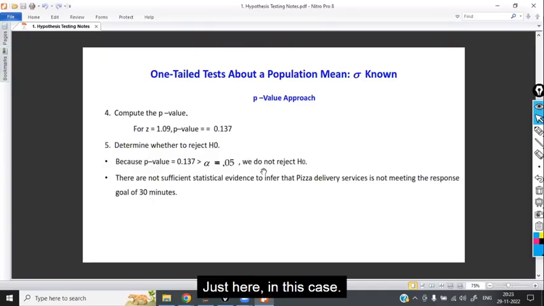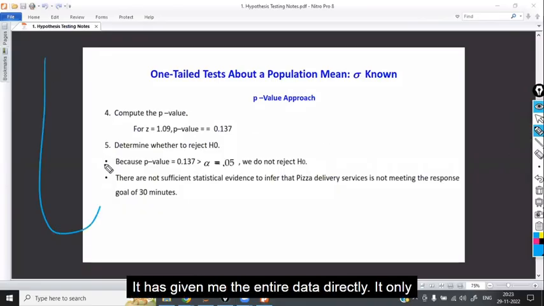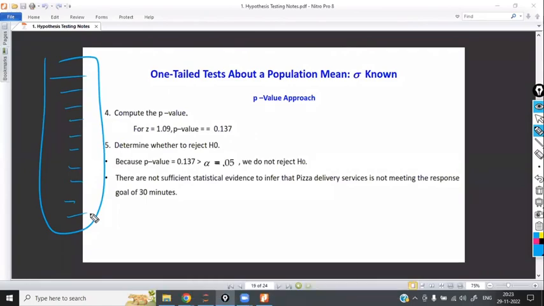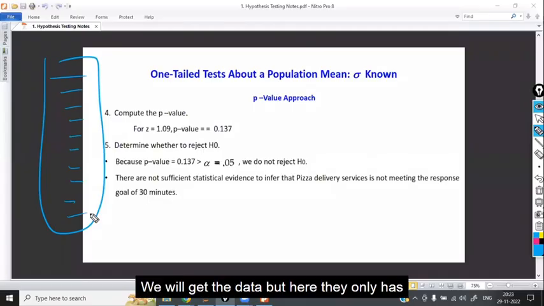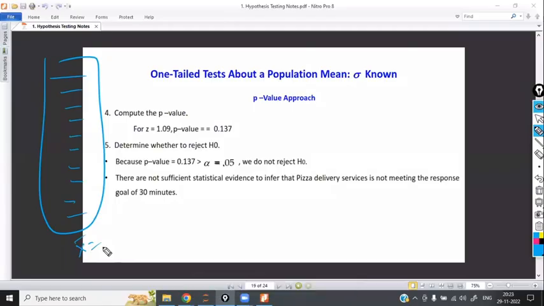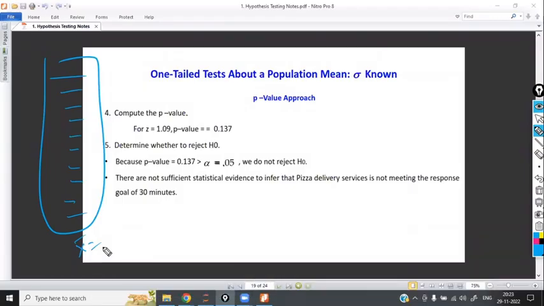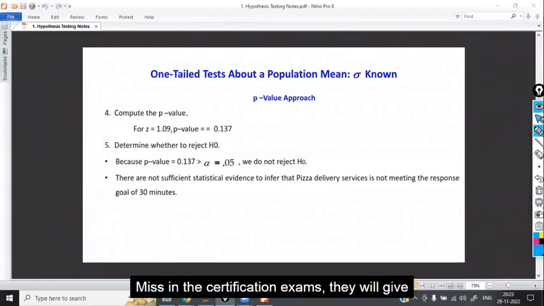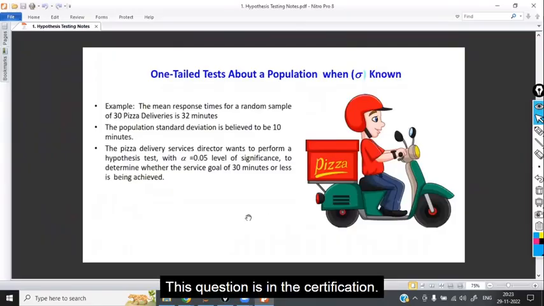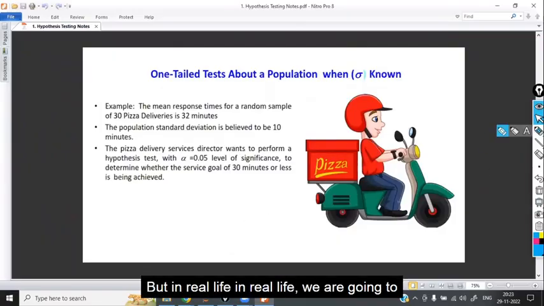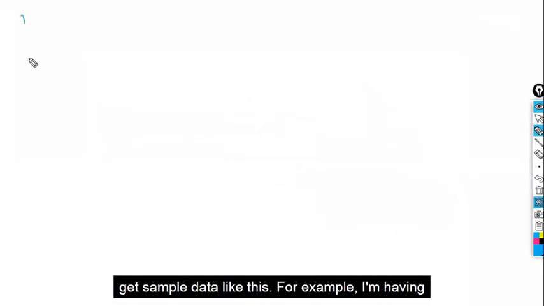In this case, it has given me the entire data directly. In real life we will get the data, but here they have given only the sample mean instead of the data. In certification exams, they will give this type of question. This question is from the certification, but in real life, we are going to get sample data like this.